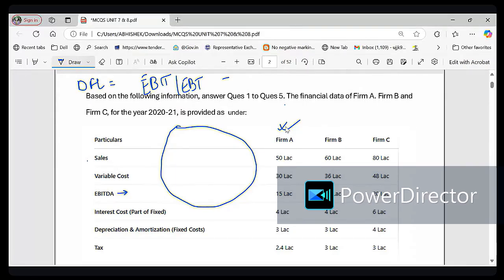Let me explain. What is the total sale? Total sale is 50 lakh. So I will write here 50 lakh. Now out of this total sale, some portion of the total sale is our variable cost. So let's say this portion.